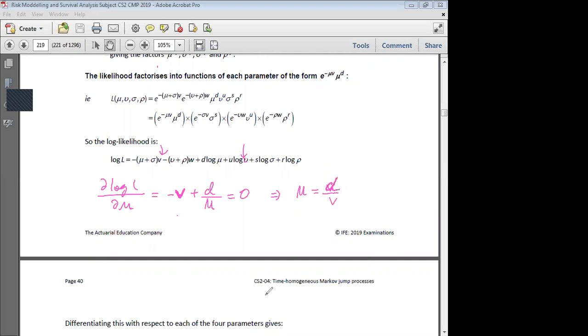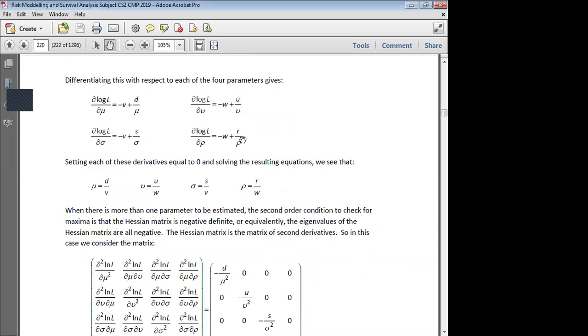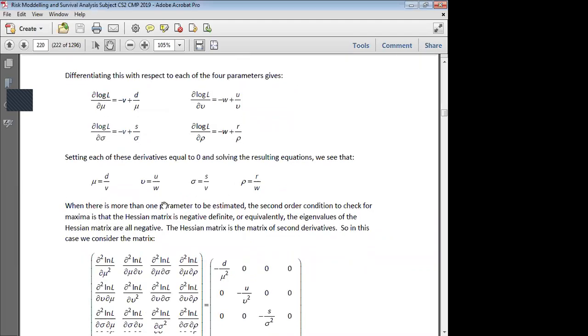D is the number of transitions that you make from healthy to dead, and V is the waiting time in the healthy state. And this is the mortality rate, healthy to dead. So this kind of makes sense. Similarly, if you do this for each of the other parameters, you will get these respectively, and these will be the answers that you will have.